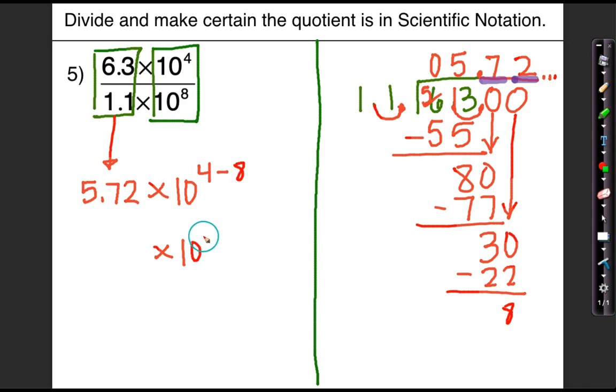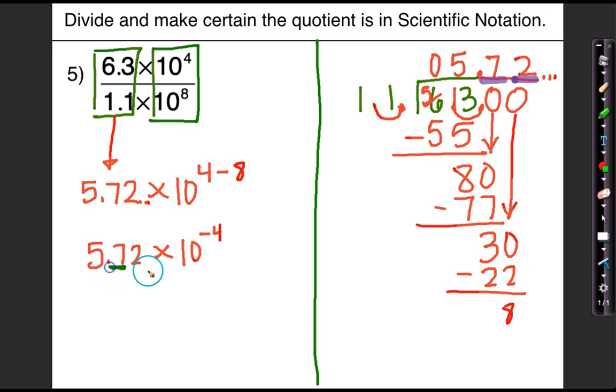4 minus 8 is going to be negative 4. I'm just going to go ahead and bring this straight down, 5.72. Let's go ahead and put the dot, dot, dot to just indicate that it didn't work out nicely. So for that reason, I am going to have to round to the nearest 10th.